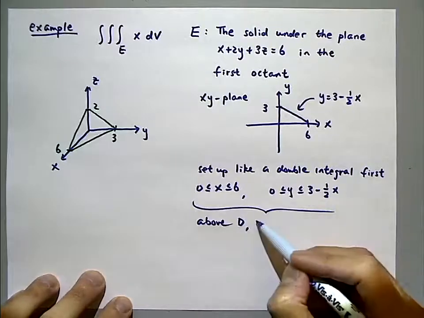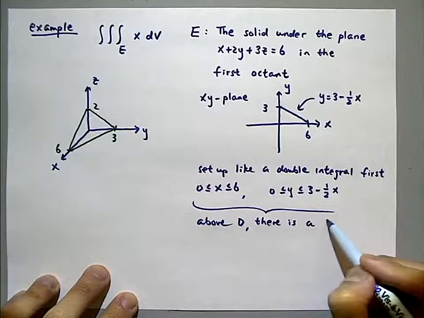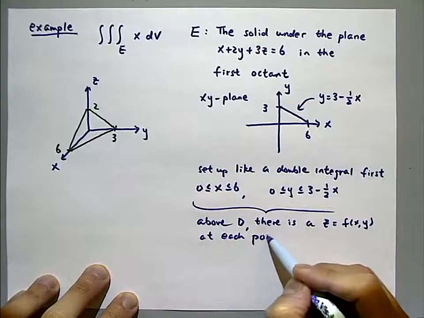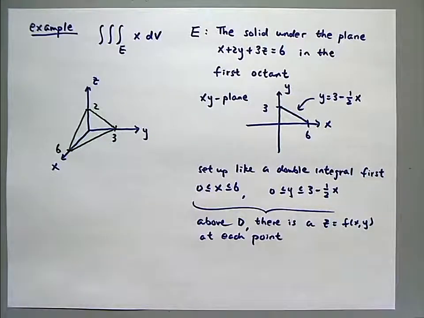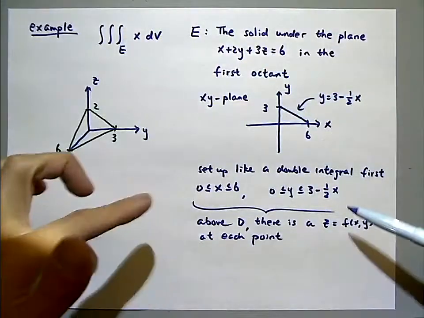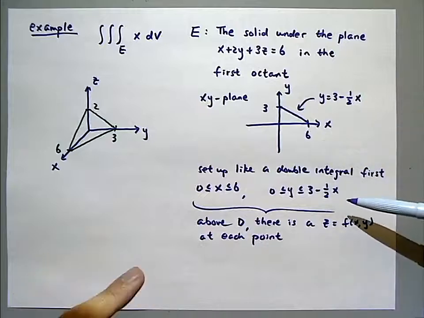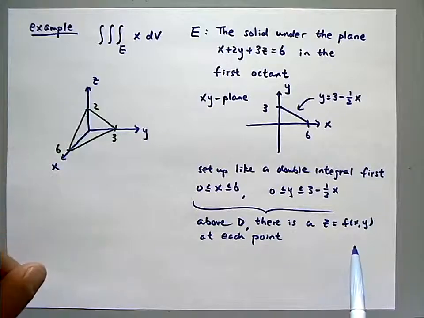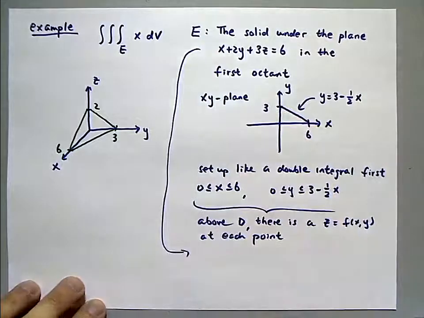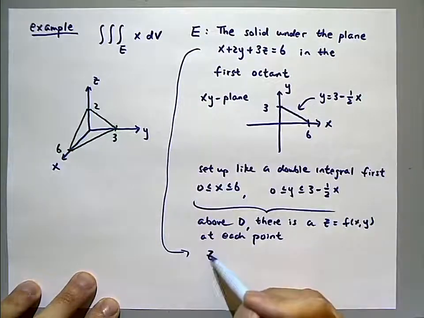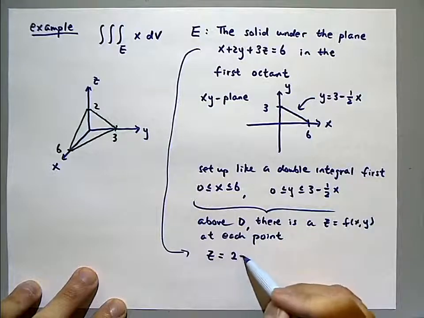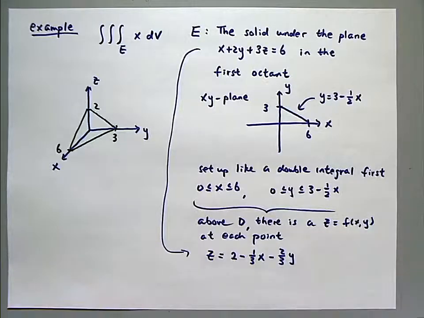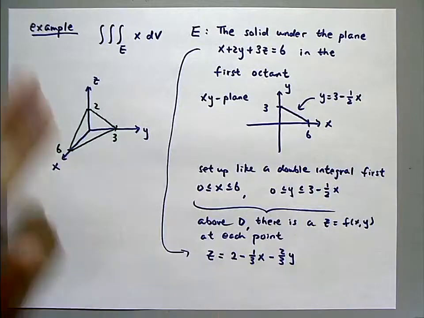And above D, there is a height defined by that plane right here. So this describes everything in D. Every single point in D can be described this way. For each point, there is a z height seen here. That's a function of x and y. So I can look at this equation here and solve for z. And we get z is equal to 2 minus 1 over 3 x minus 2 over 3 y. And that's the height of that plane.